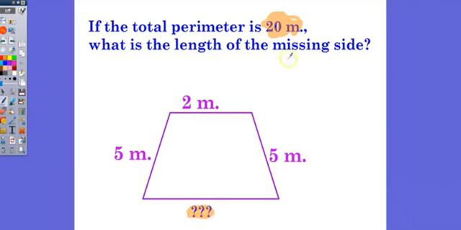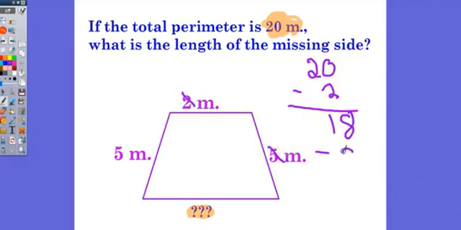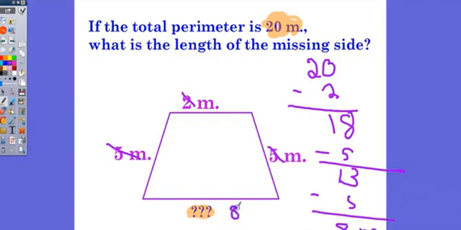I am going to use repeated subtraction to find the length of the missing side. I'm going to start with my perimeter of 20, and I'm going to subtract 2, and I'm going to cross it off. If I take 20 minus 2, I would get 18. Then I'm going to subtract 5 and get 13. Then I'm going to subtract another 5 and I'm going to get 8. So the length of my missing side is going to be 8 meters.